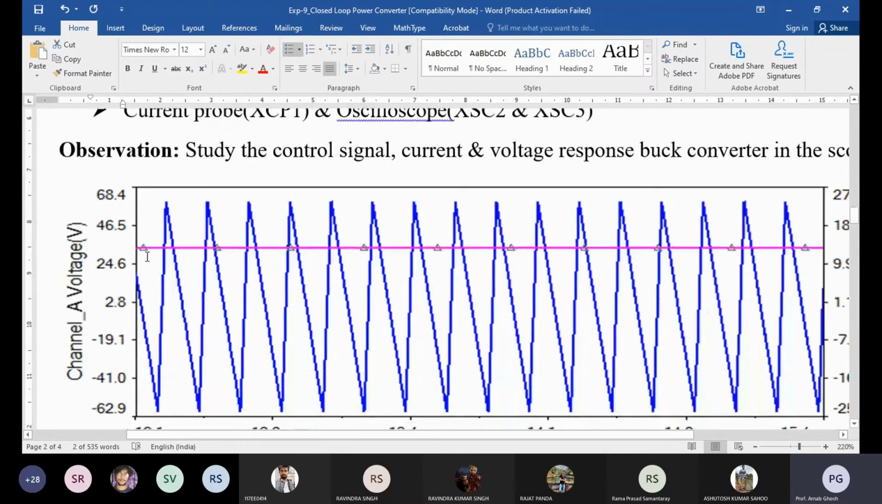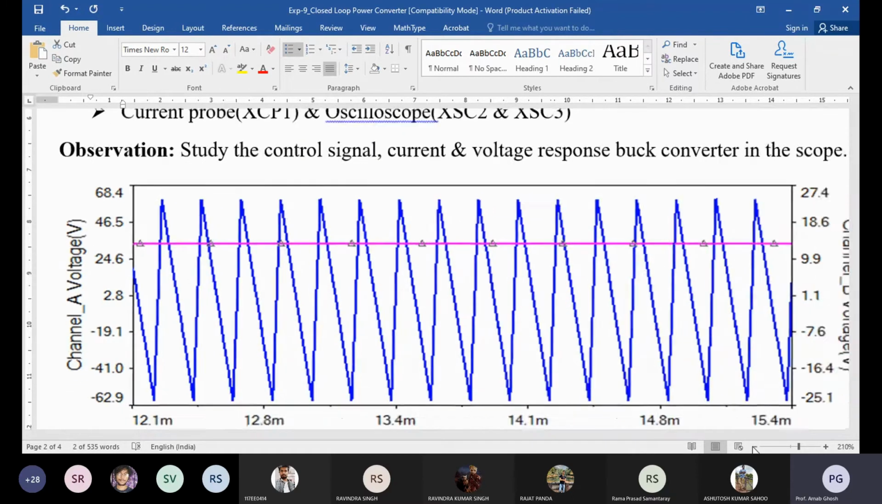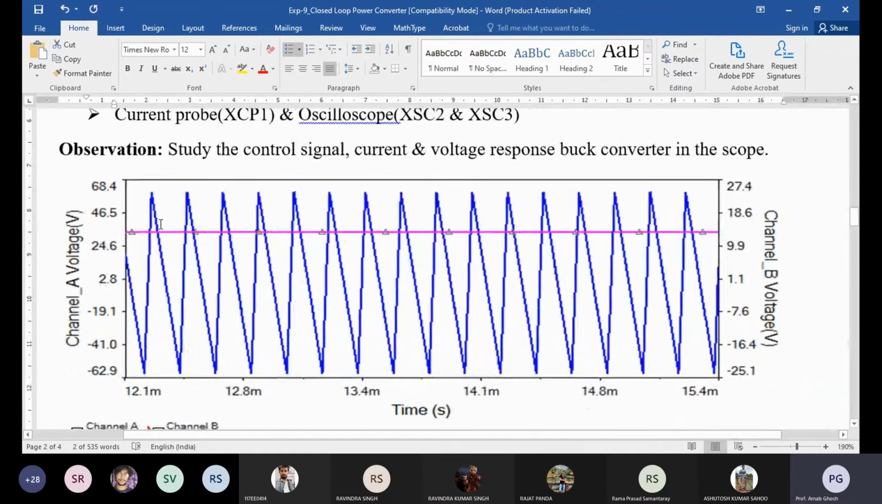Then you can see that the pink color line is your control signal line. Okay, and this is your sawtooth, or you can say the triangular waveform. Okay, the triangular waveform is given. Now it is compared. So if it is compared, you will get some PWM.